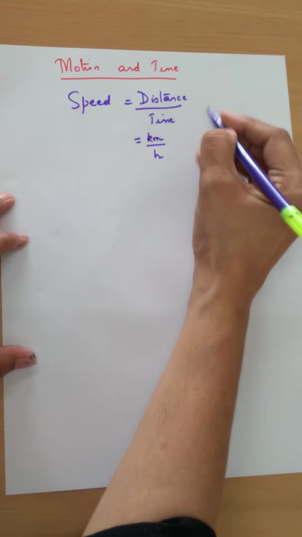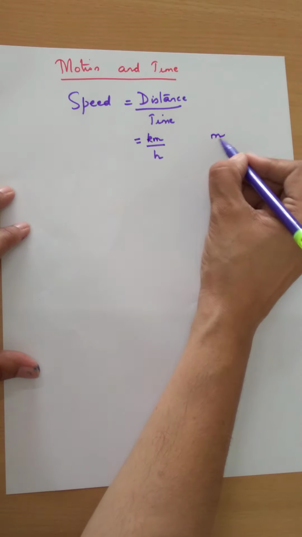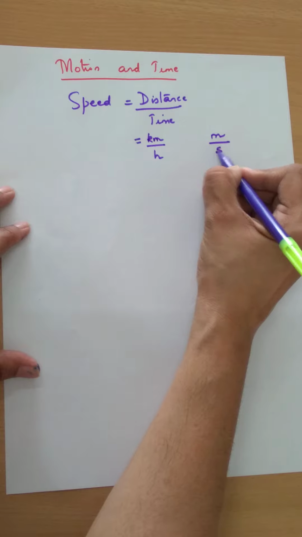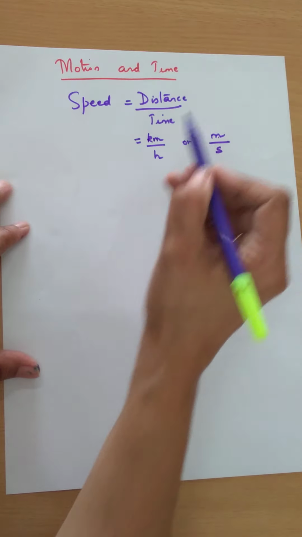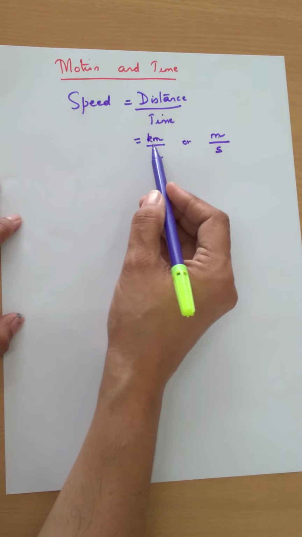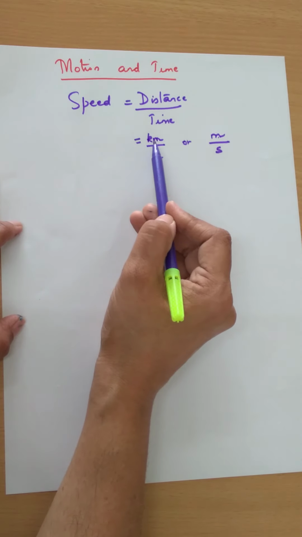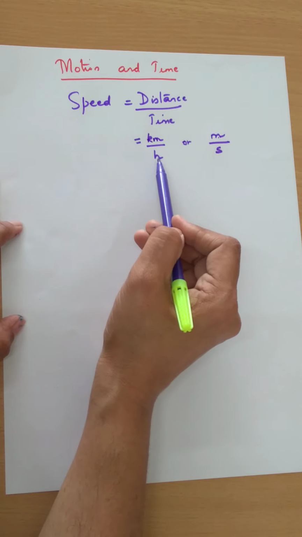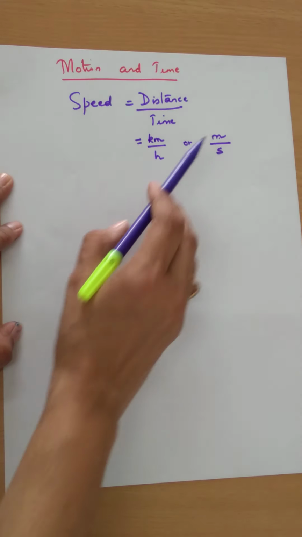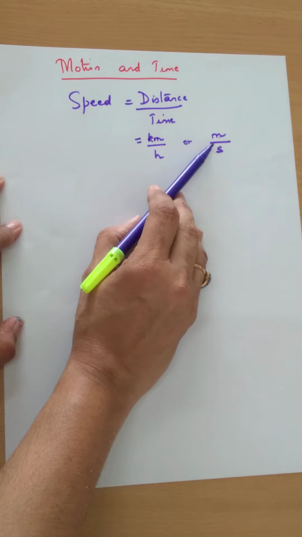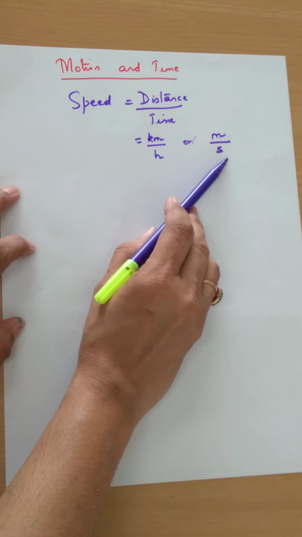Distance can also be measured with a smaller basic unit, which is meter, and a smaller basic unit for time is second. So the unit of speed is meter per second, which is a basic unit, and a bigger unit is kilometer per hour. Remember that when distance is in kilometers, time has to be in hours, so speed will be in kilometers per hour. When distance is in meters, time should be in seconds, so the unit of speed becomes meter per second.